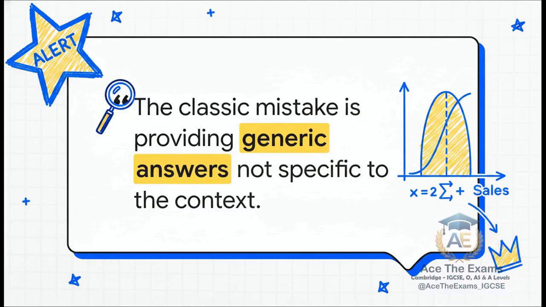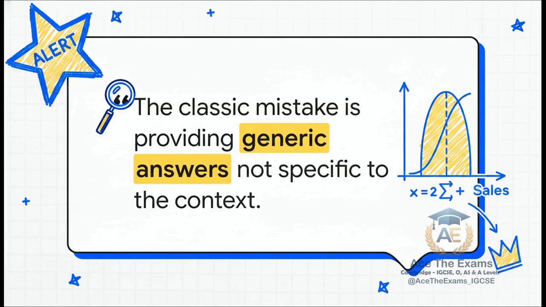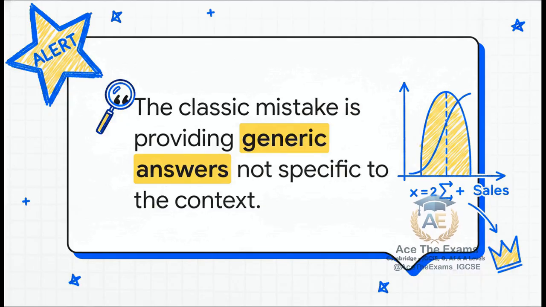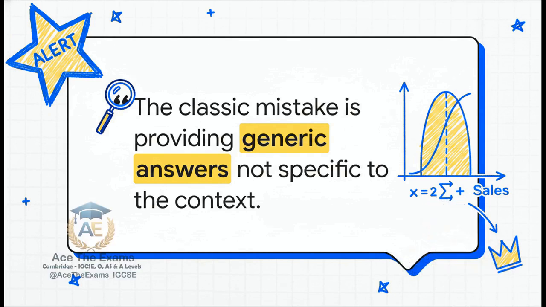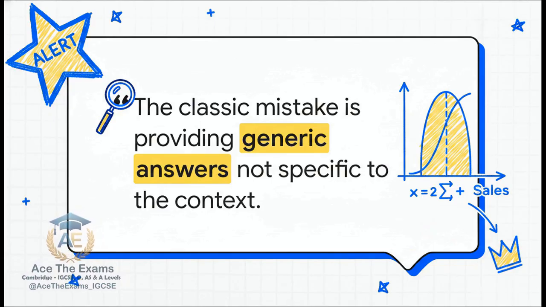If the question is about the profit curve of a business modeled by a quadratic equation, your final answer shouldn't just be the maximum is at x equals 4. It absolutely needs to be the maximum profit occurs when 4,000 units are sold. You must always link every single analytical point back to the given scenario. Context is king in Cambridge mathematics.